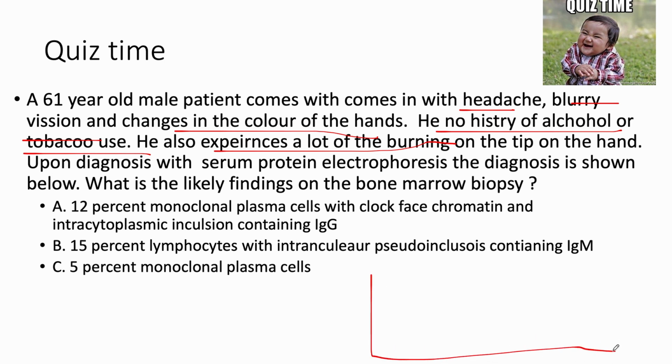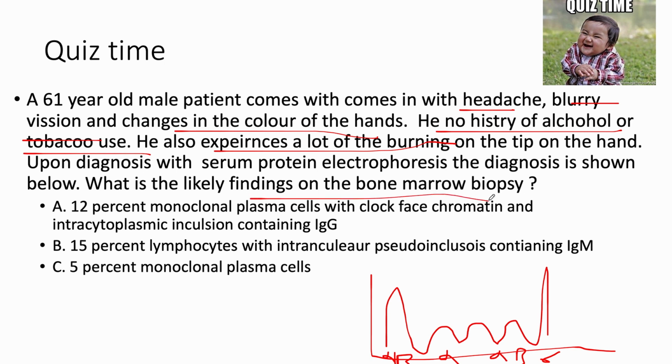So on electrophoresis, this is gamma, this is beta, this is alpha 2, alpha 1, and this is his albumin. So this was his electrophoresis. Which of the following is going to be the most likely finding on bone marrow biopsy? You guys can pause and think about it. But this is going to be Waldenström macroglobulinemia.